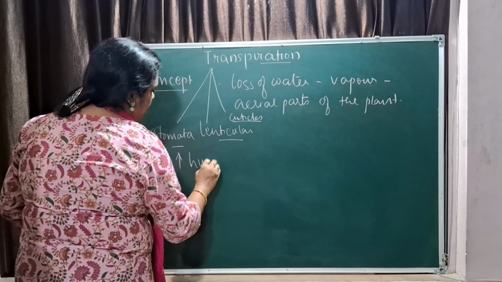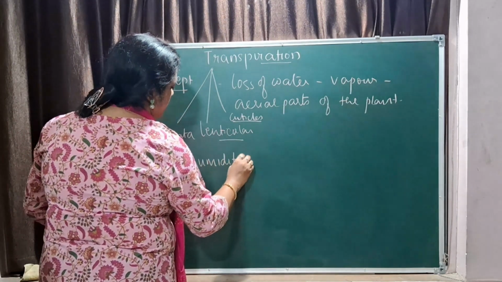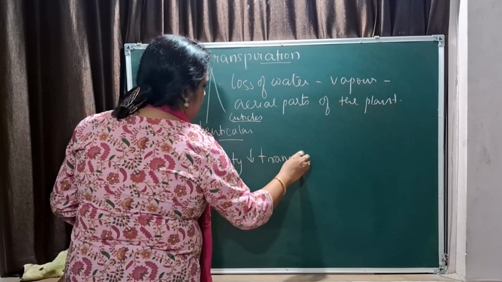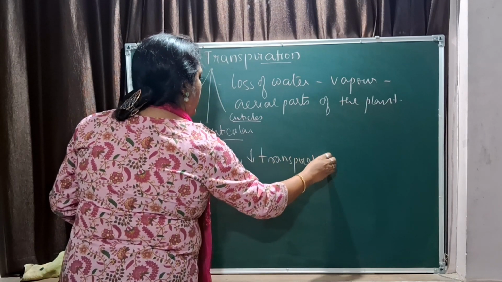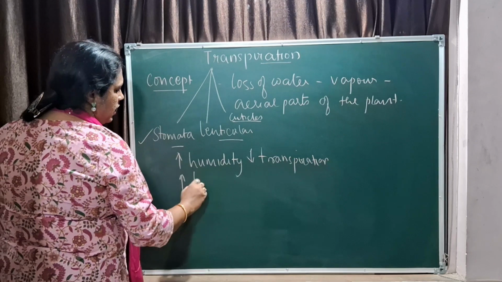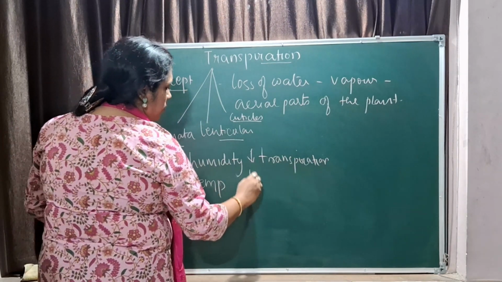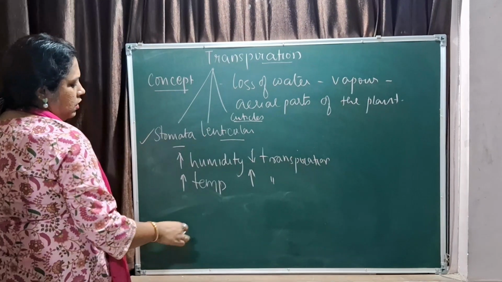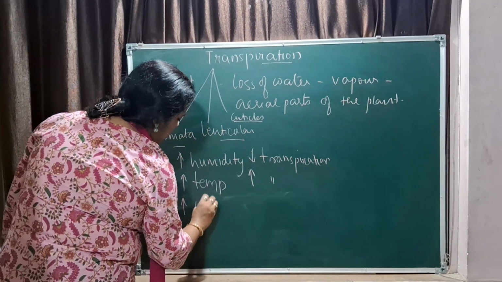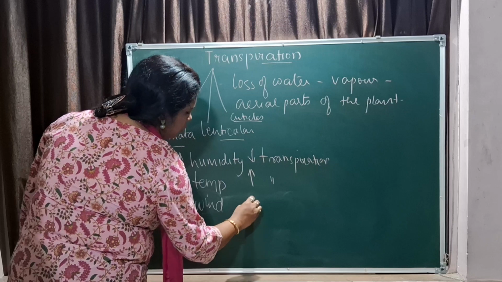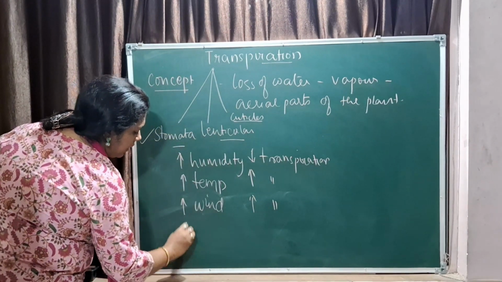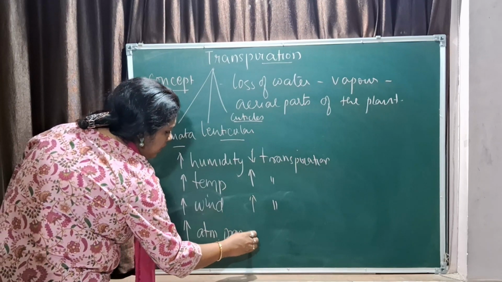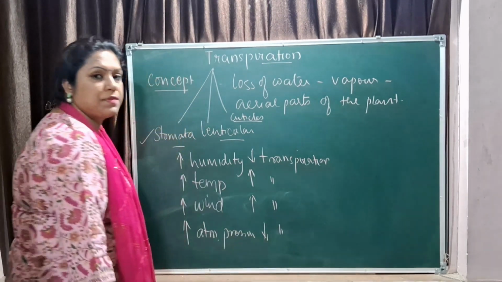High humidity, low transpiration. High temperature, more transpirational rate. Is that clear? Then more wind, that is, if wind is more, the rate of transpiration is high. If the atmospheric pressure increases, the transpirational rate decreases. Is this clear?